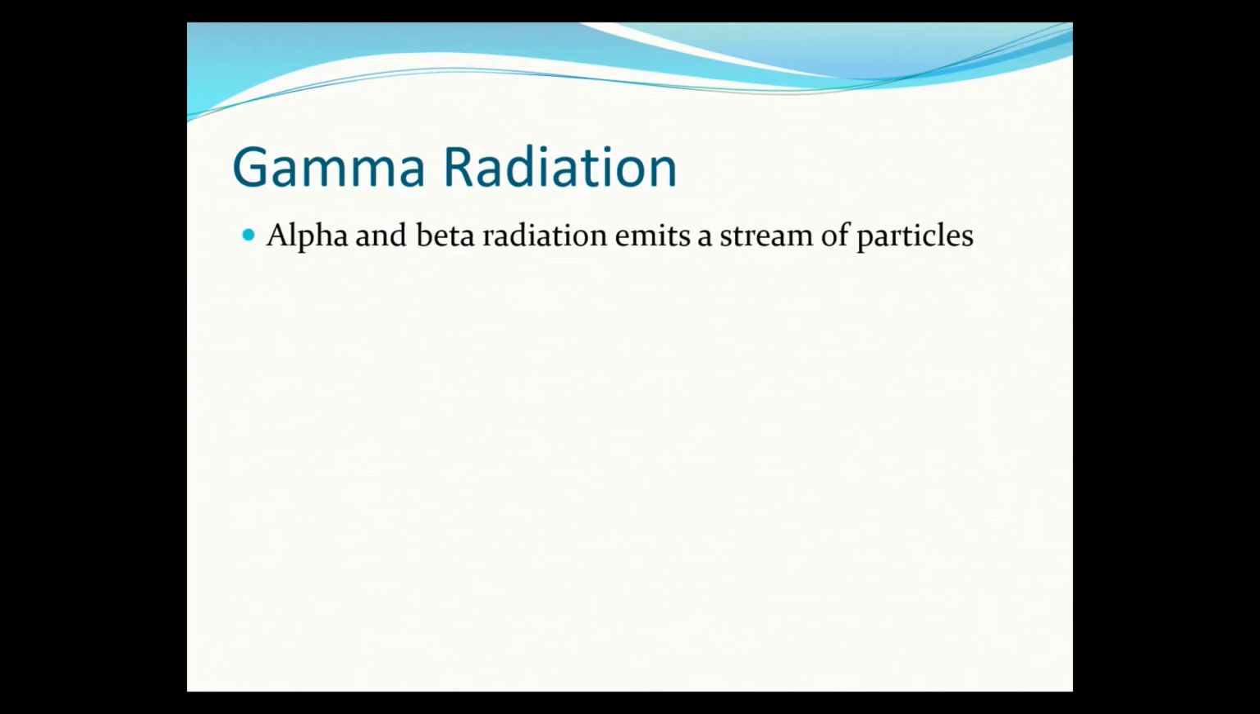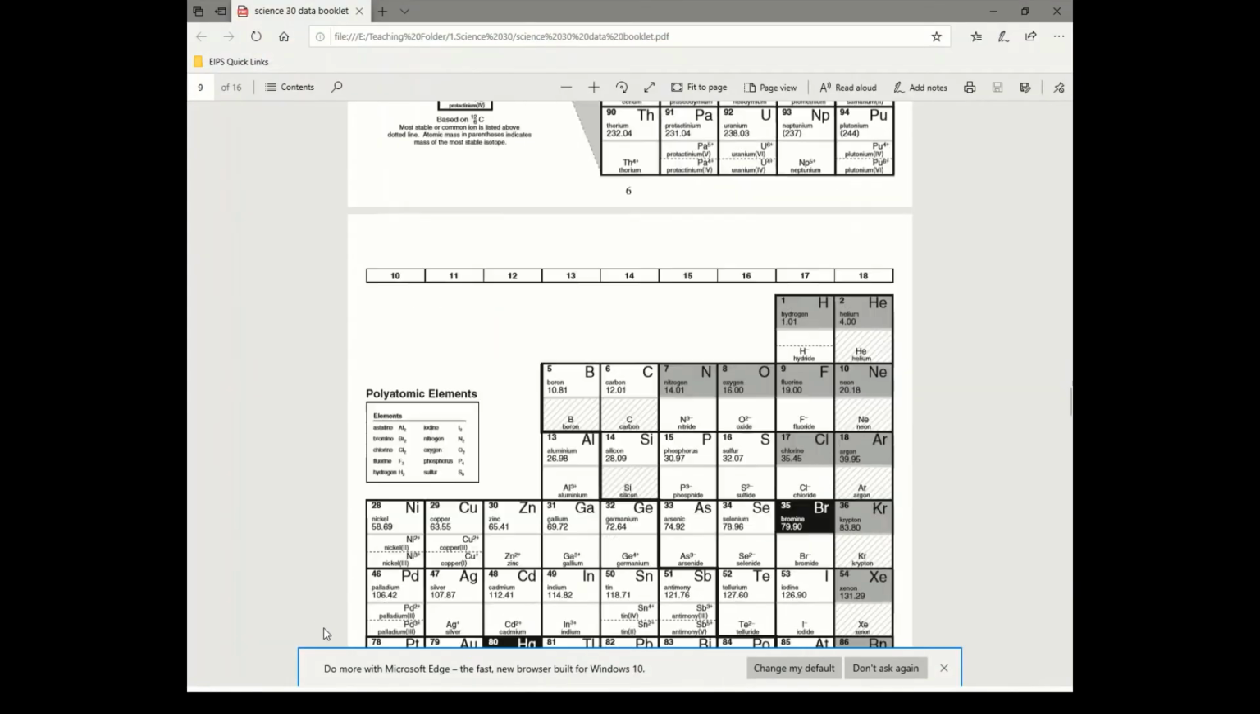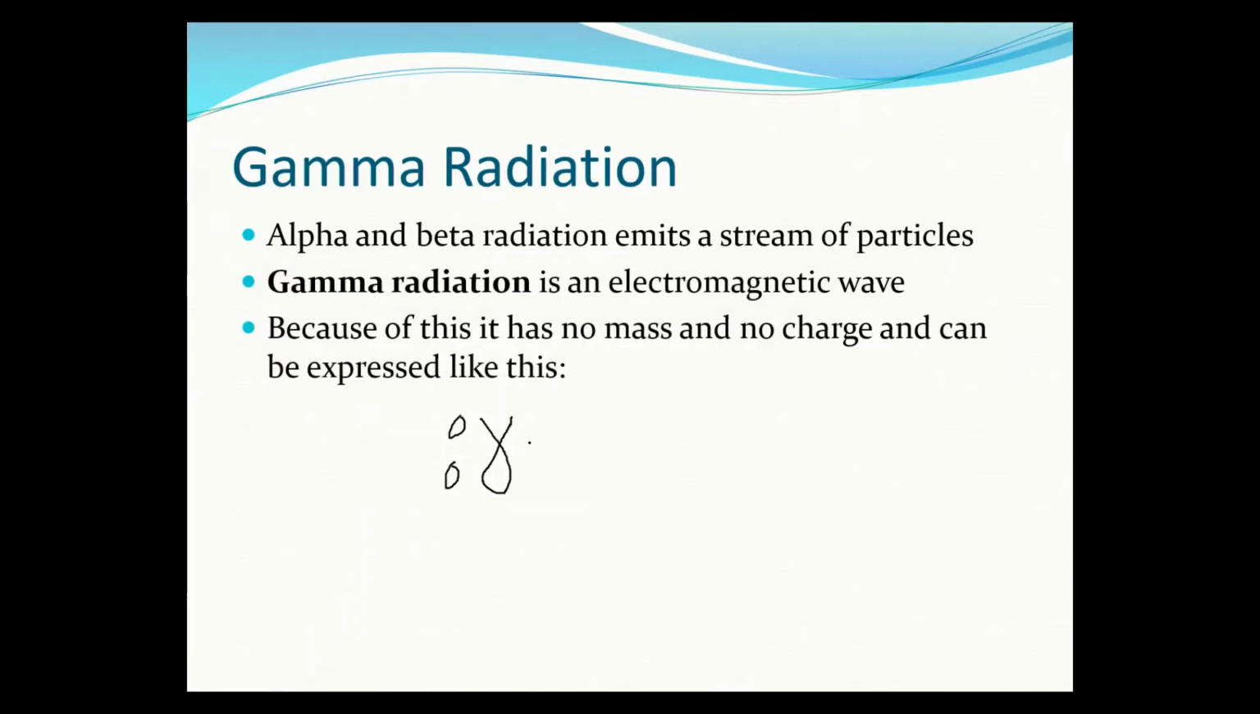Okay, so alpha and beta emit alpha particles and beta particles, so they emit a stream of particles. Gamma radiation is an electromagnetic wave. Because of this, it has no mass and no charge, and it can be expressed like this. So gamma, in your data booklet, is like this. It has no mass, it has no charge, and it's only expressed in one way. Again, all this information can be found in your data booklet. It doesn't look exactly like I drew it, it just has to do with the font, but we have gamma radiation, we have a beta particle, and all that information is in your data booklet.